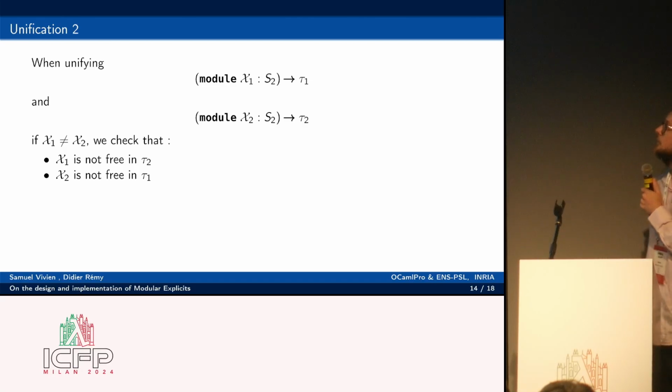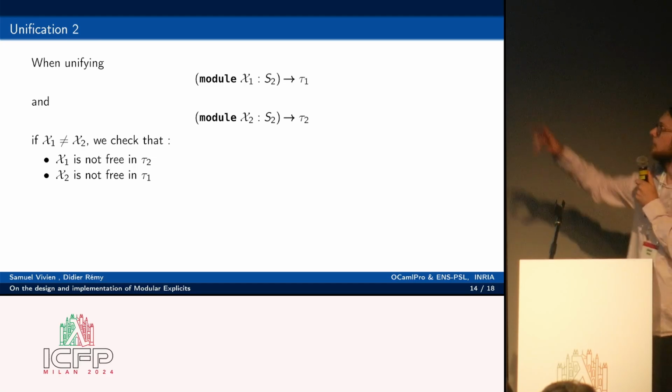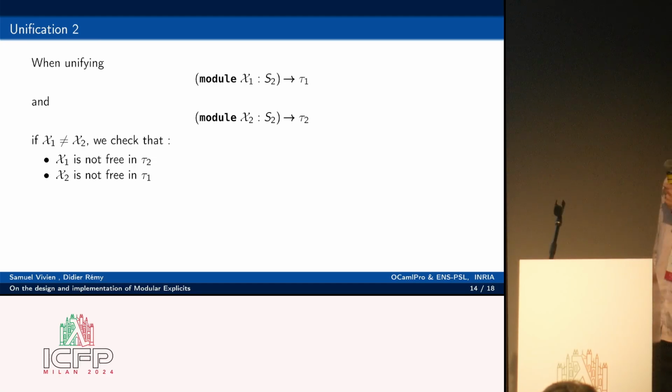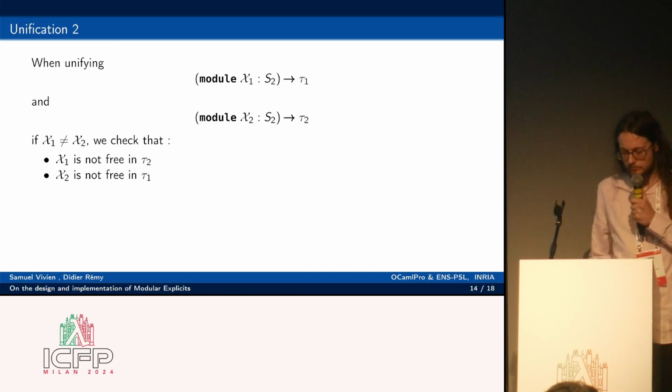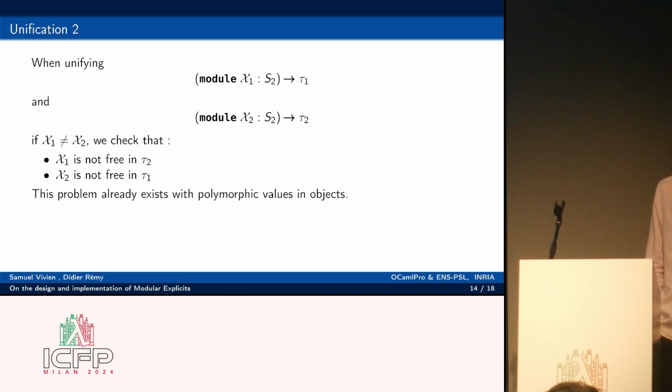But as we are doing unification on names, we can do capture with it. So meaning that when unifying both names, if x1 was already appearing in tau2, we're just binding the variable somewhere else, and this might be a bit problematic. So we've added a small check to ensure that we're not doing any capturing. This is something that already exists with polymorphic values inside objects or records. It might be a bit problematic in some edge cases with recursive types.